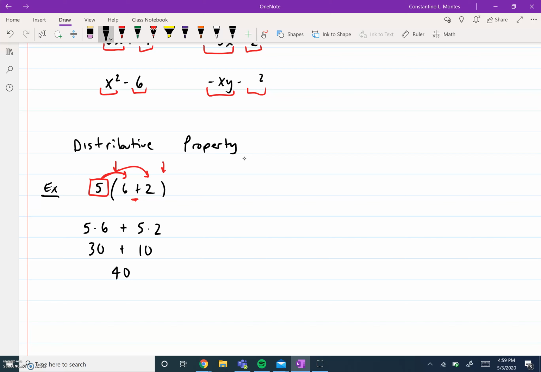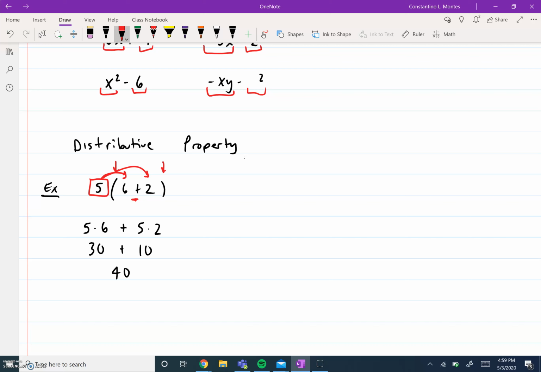It seems like a really roundabout way of doing this problem, and it kind of is. It's not the shortcut. The shortcut would be to add 6 and 2, turn that into 8, and then multiply that by 5. But in this scenario we can combine 6 and 2, and there are going to be scenarios where we cannot combine them, right? So that's why we need to know this distributive property.